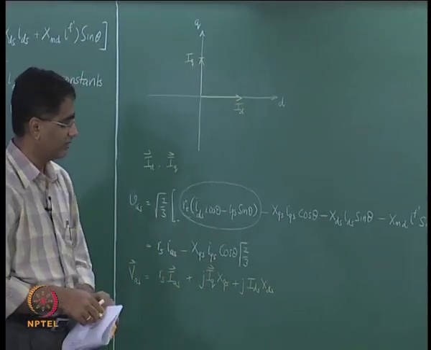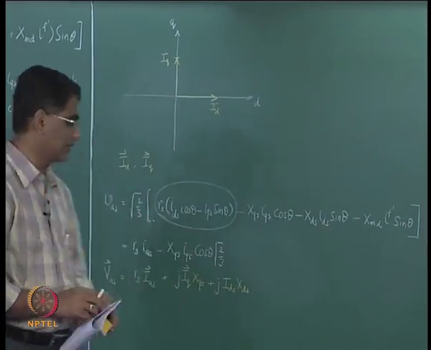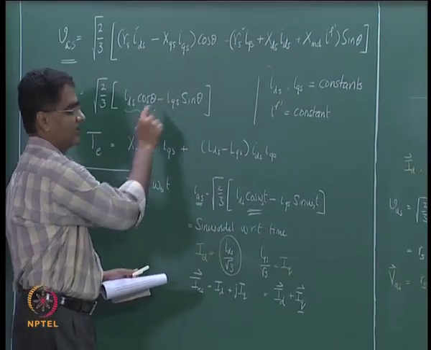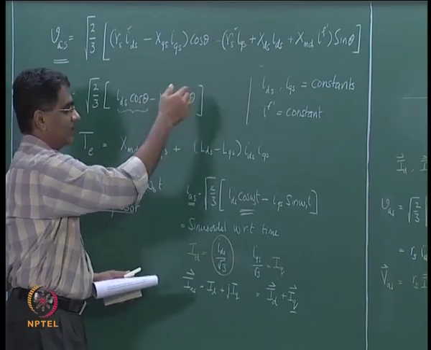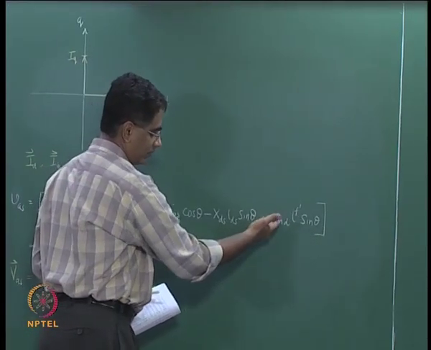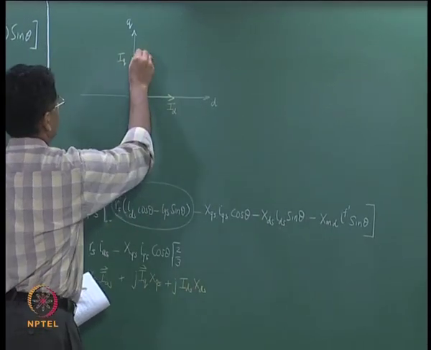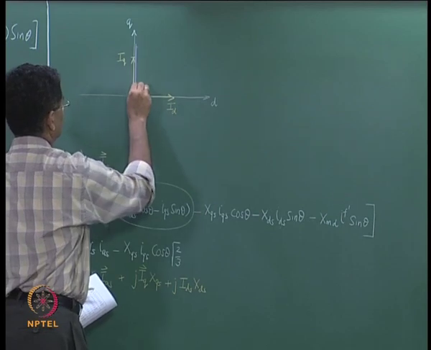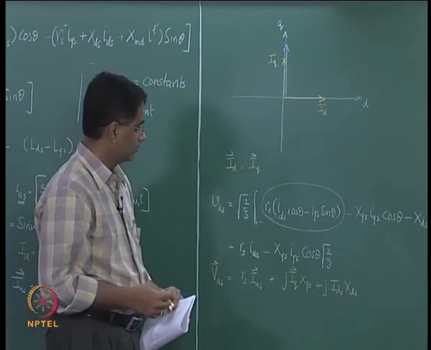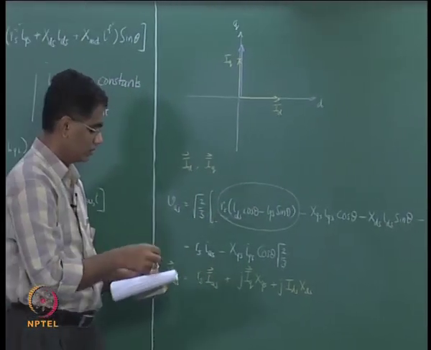This is also sinusoidally varying, and that is the minus sin theta term. Just like what we had in the case of iqs, this is also minus sin theta, and therefore this was represented as a phasor along the q axis. Similarly, this term is also a minus sin theta term, and therefore that would also be represented along the q axis, and its RMS value will be root 2 by 3 into that. RMS value is this amplitude divided by root 2.